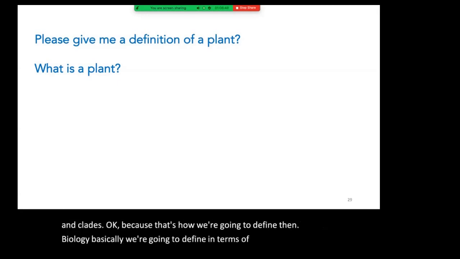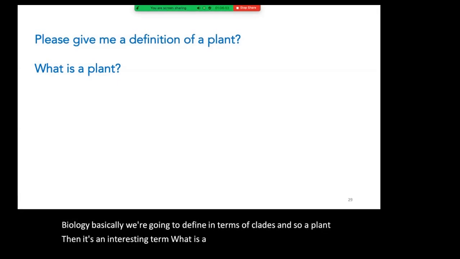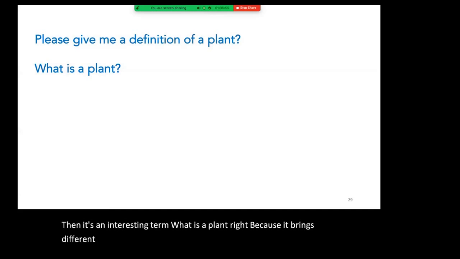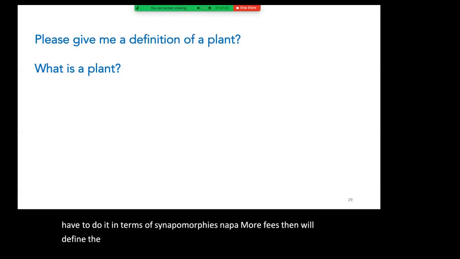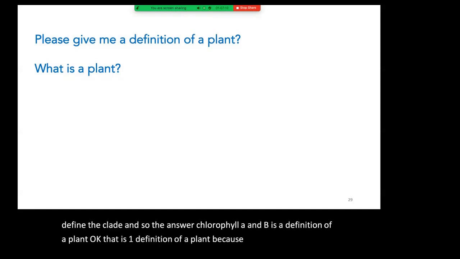And so a plant, it's an interesting term, what is a plant? Because it brings different connotations. But we have to do this phylogenetically, and in terms of synapomorphies. Synapomorphies will define the clade. And so the answer, chlorophyll A and B, is a definition of a plant. That is one definition of a plant because it characterizes a clade.